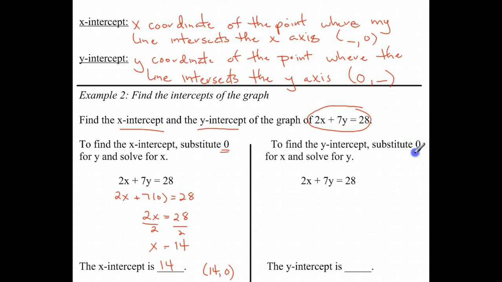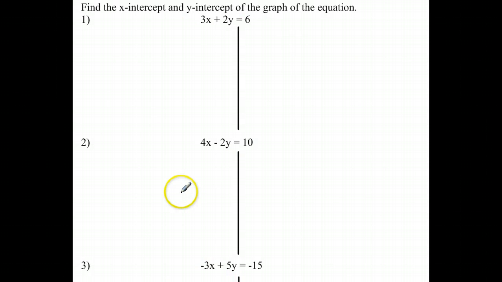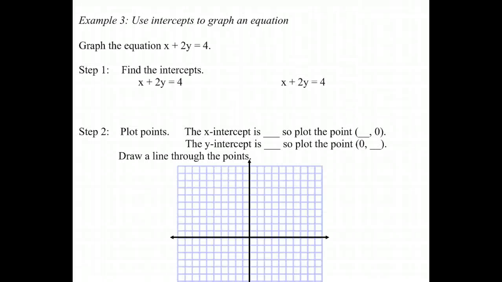My y-intercept, well, I'm going to substitute 0 in for x this time. So 2 times 0 plus 7y is equal to 28. We know this term will drop off. I'll divide by 7, and I'll get y is equal to 4. Therefore, I know that my y-intercept is going to be (0, 4). If you flip your paper over, we have some practice. I'm going to ask you to do that in a little bit. But first, I want to go to the third example.